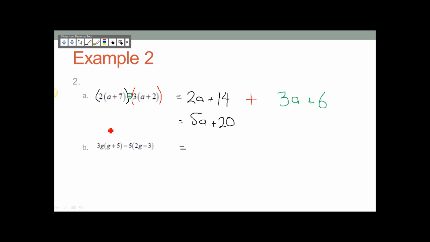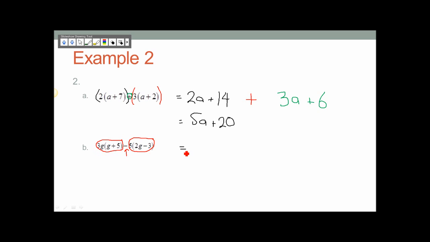Remember, we're going to split the two sections. So first we're going to deal with the 3g, g plus 5. Then we're going to deal with the 5, 2g minus 3, and then we're going to subtract them from each other. Okay, expanding this one out first, the 3g.